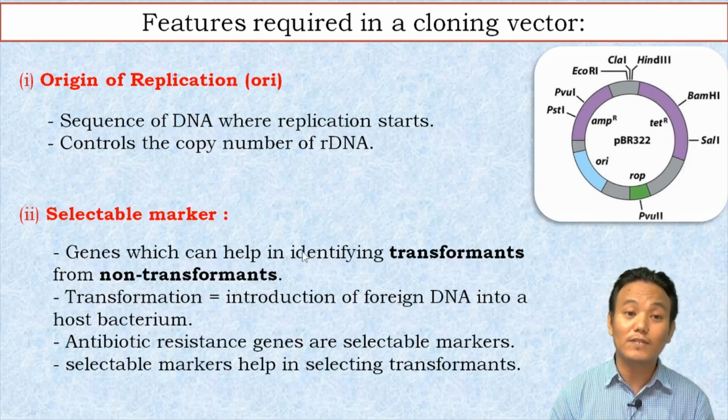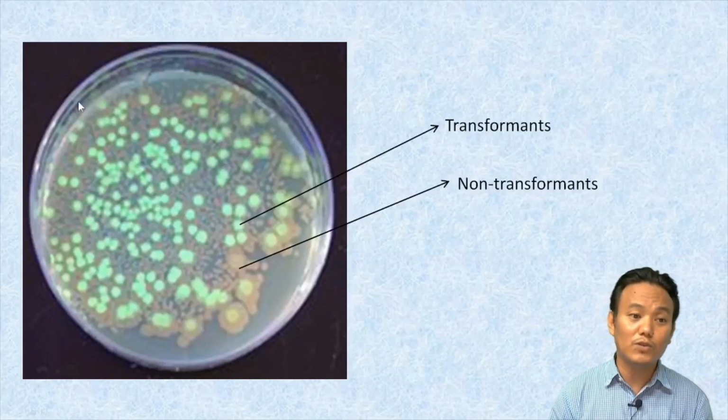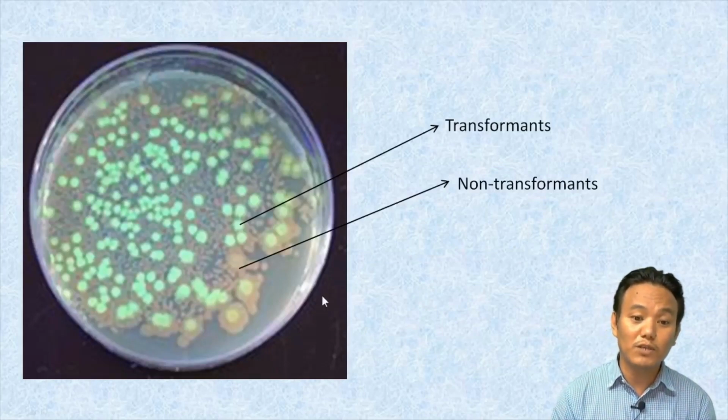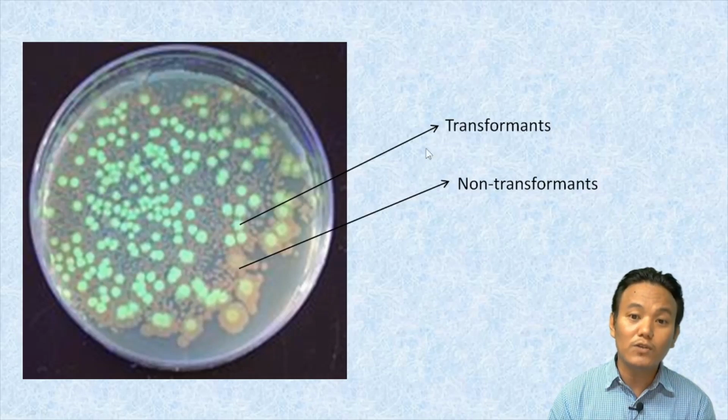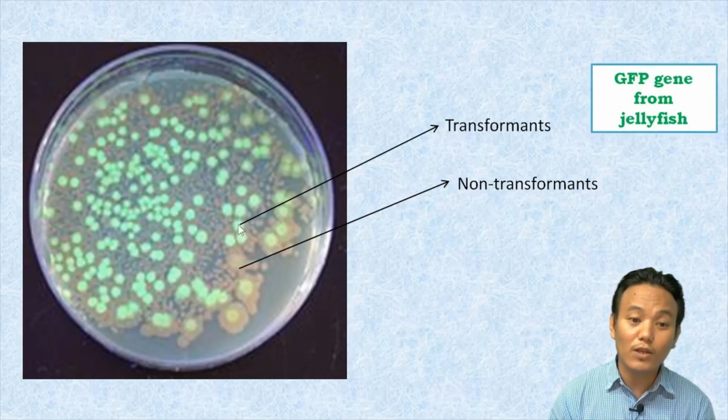So that's the difference. In order to understand this better, do you recall we saw this particular picture in our previous video, right? This petri dish contains two different colonies of bacteria. The ones which glow under UV light are called transformants, and the ones which do not glow under UV light are called non-transformants. Why? Because these bacterial colonies are glowing because they contain the foreign gene, the GFP gene, green fluorescent protein gene from jellyfish, right?